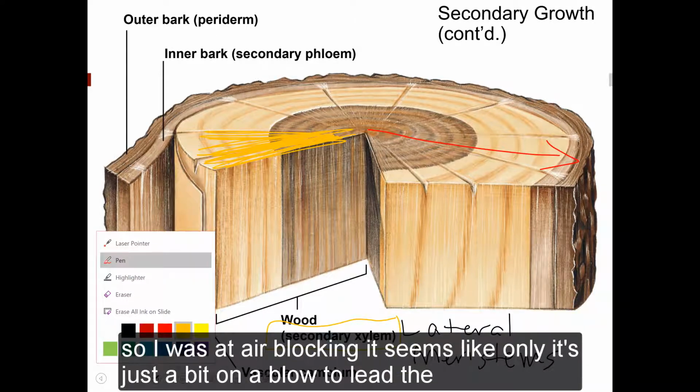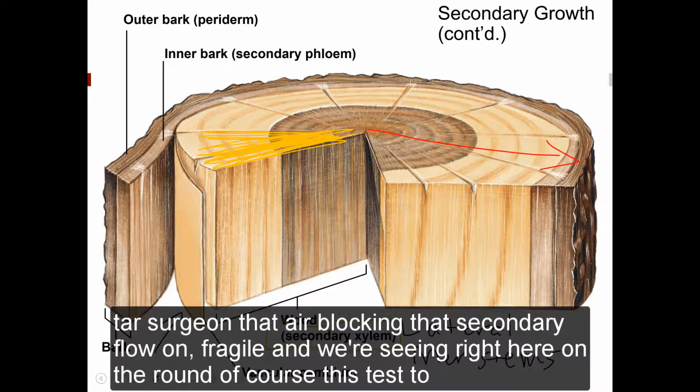So I'll go to that inner bark, and I change my color here just a bit, and I'll go to a lighter blue. When I refer to that inner bark or that secondary phloem, I'm referring to what we are seeing right here, going around this that you see.